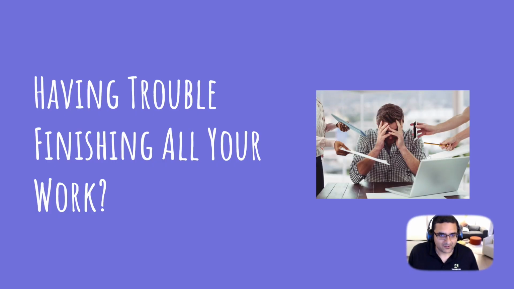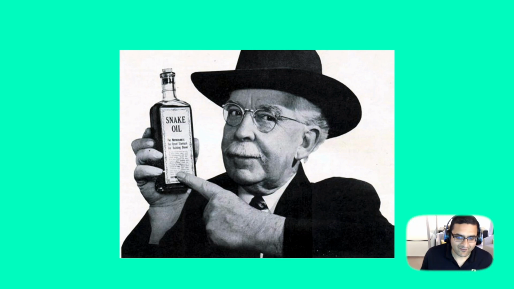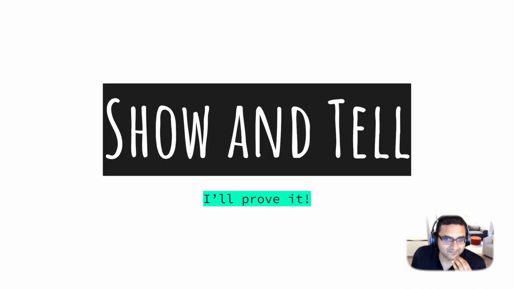So I'm going to go into my quick spiel of how we do the rest of the talk. Having trouble finishing all of your work? The problem is you're doing too many steps. You're wasting too much time writing your code, then running it. Think about all of the time that you waste on these two steps as distinct actions. I have a really amazing solution for you. The answer is, what if you could write your code while it was running using Pry? That is your solution. If you could take all of your steps and go from 2 to 1, turns out you could write code a lot faster. So now we're actually going to take a look at how we would do that.